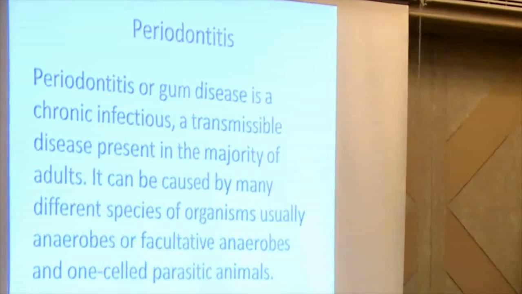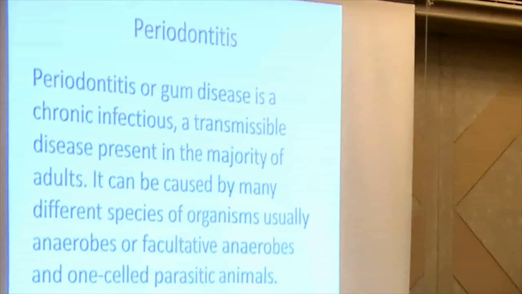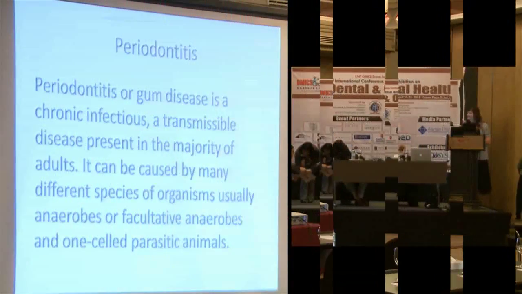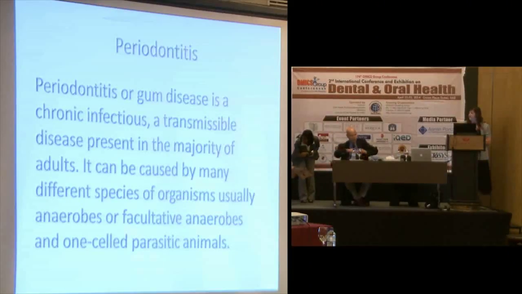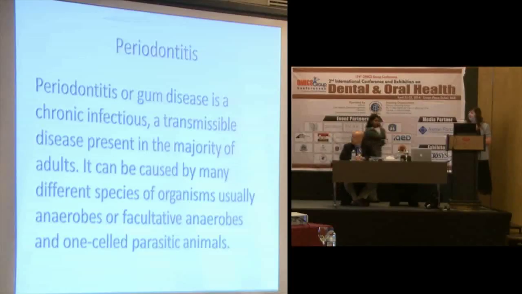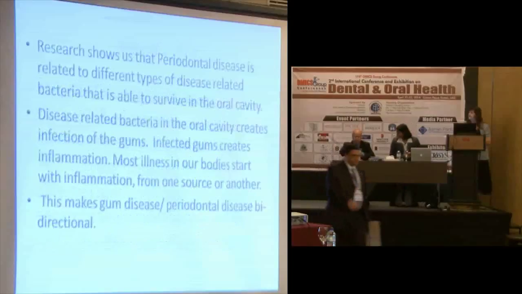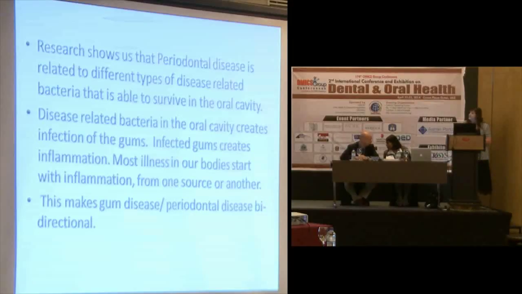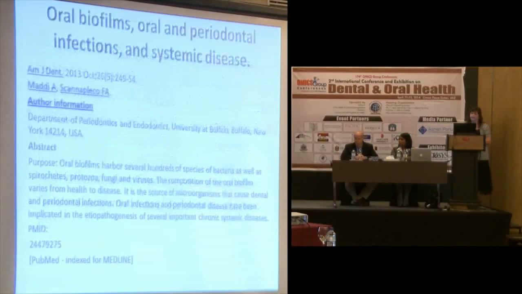Everybody's dental orientated here, right? So I don't need to go through the basics of periodontitis. What we're going to be looking for is different species of organisms that create periodontitis. Research shows us that periodontal disease is related to different types of disease-related bacteria that are able to survive in the oral cavity. This bacteria creates infection of the gums, and infected gums create inflammation. Research is now showing us that most illnesses start in our body with inflammation from one source or another. This makes gum disease, periodontal disease, bidirectional.